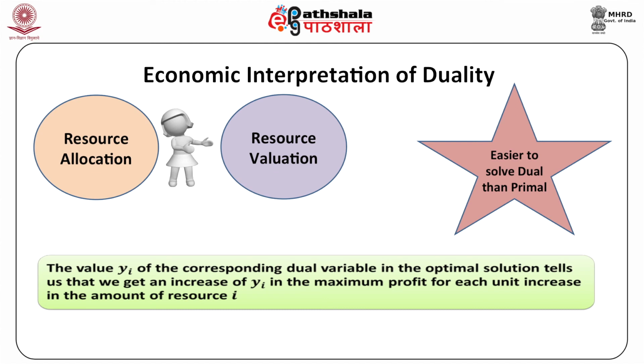Sometimes finding an initial feasible solution to the dual is much easier than finding one for the primal. Also, it is much easier to solve the dual as compared to the primal at times. A primal with many constraints and few variables can be converted into a dual with few constraints and many variables. Thus, duality provides a lot of computational advantages in a problem with a lesser number of variables and a multitude of constraints.